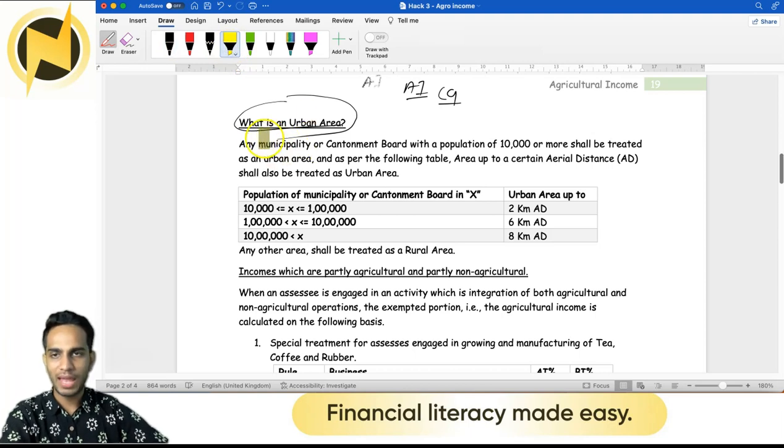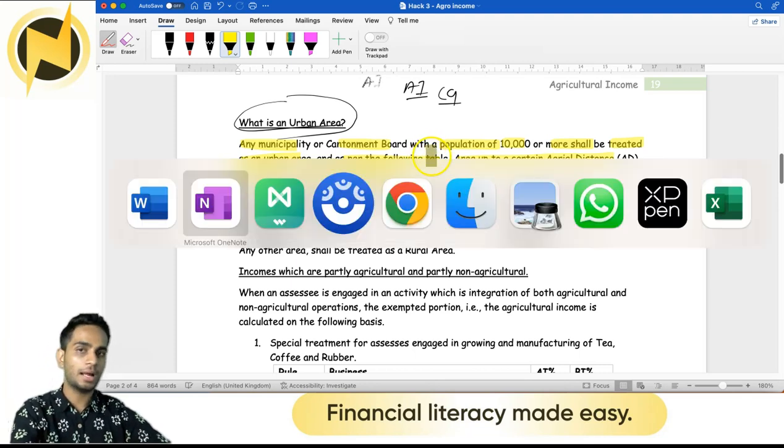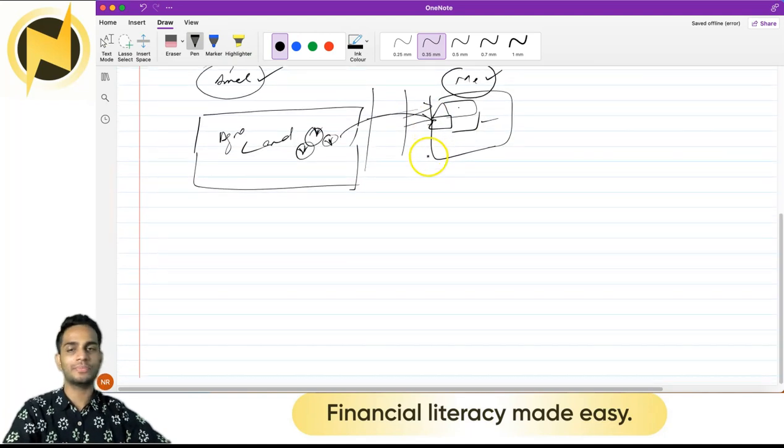Stay with me. Any municipality or cantonment board with a population of 10,000 or more shall be treated as an urban area. And as per the following table, area up to a certain aerial distance shall also be treated as an urban area. Okay, I'll illustrate it for you.